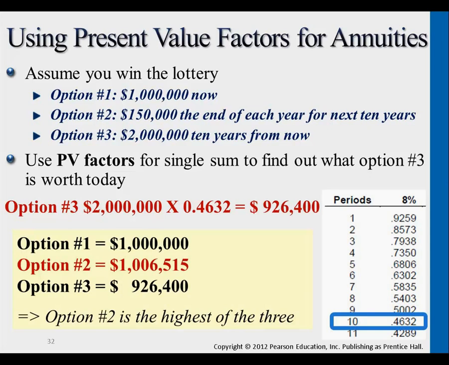And yeah, the interest rate each year. That gave you the 1,006,515, right? Yeah, so what I did, I used the present value of whatever amount is promised to me, right? So option 2 said $150,000 at the end of each year for the next 10 years.